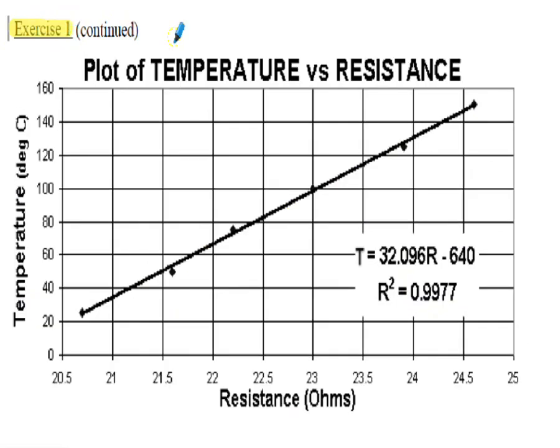Exercise 1 continued here. We've got now a plot of the T on R diagram, temperature on resistance. We've got resistance on the horizontal axis and temperature on the vertical axis here, and we've got our best fit line drawn through the points. The equation of the line given by this computer package is T is equal to 32.096R take away 640, which is what we calculated on our previous slides, and again it's given us an R squared value of 0.9977, but if you square root both sides, you'll get 0.9988 as we did in our calculation.